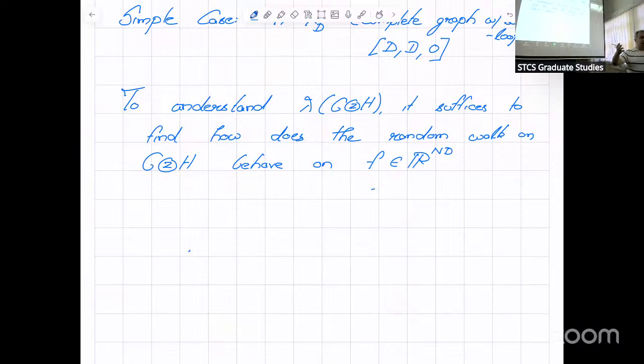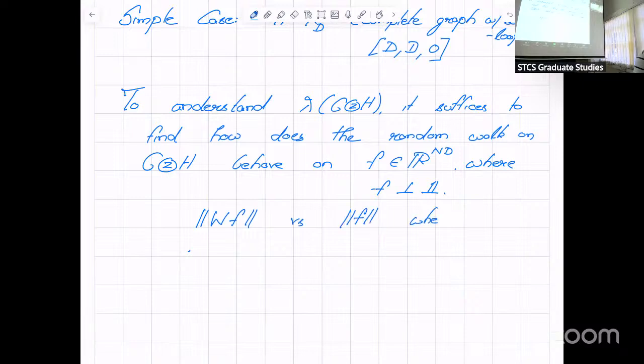You know this is a regular graph, therefore on the all ones vector it's just going to take it to the all ones vector. So we'll look at the behavior on F, where F is orthogonal to the all ones vector. You want to ask how small is WF compared to F, where W is the random walk matrix on G ⓩ H.